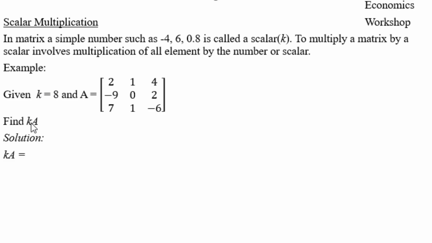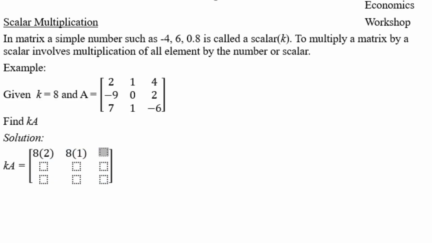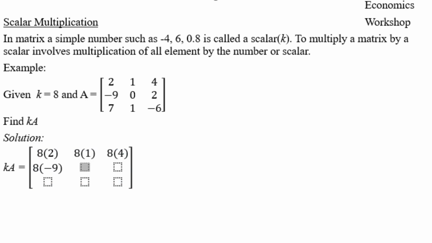We have an example here. We have to find KA. Solution. To do that, we have 8 multiplied by 2. The next will be 8 multiplied by 1. The next will be 8 multiplied by 4. This will be 8 multiplied by minus 9. This is 8 multiplied by 0.